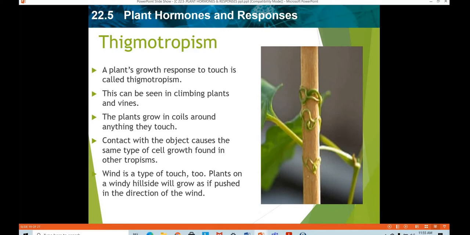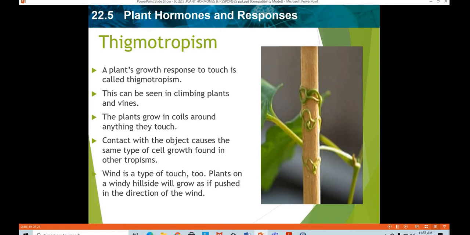So plants are sensitive to many kinds of touch-like stimuli. For example, a plant regularly exposed to winds on a hillside will grow as if it is being pushed in the direction of the wind. Repeatedly touching a young plant can even stunt its growth. This is known as thigmotropism. How the plant responds to the touch is known as thigmotropism.